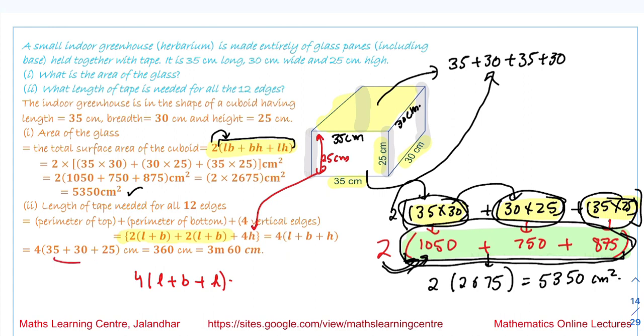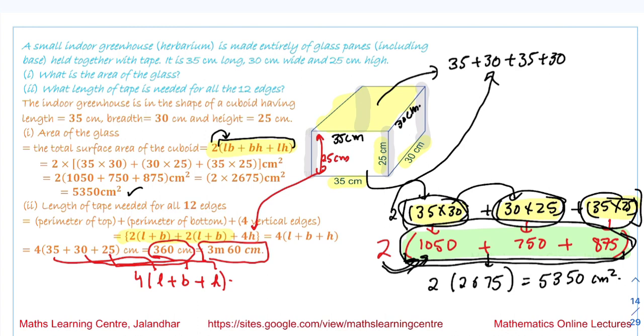So when you will substitute these values, length is 35, breadth is 30, and height is 25 centimeters. So the final answer we will get, it is 360 centimeter. So it is 3 meter and 60 centimeters. These are the two things that we have to calculate. We have to find the area of the glass and we have to find the length of the tape that is needed for all the 12 edges.